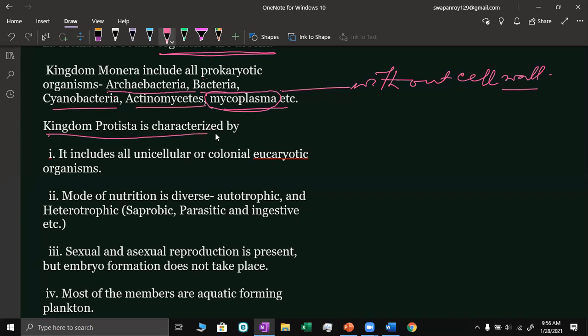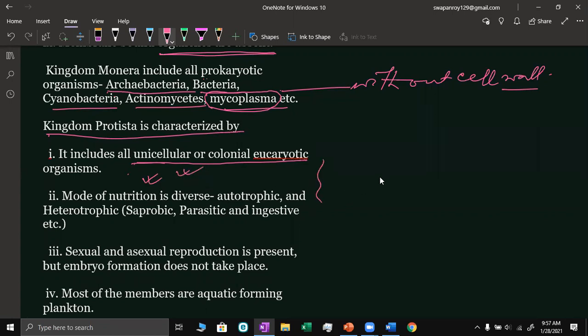Then the kingdom Protista. Kingdom Protista is unicellular eukaryote. This includes all unicellular eukaryotes. So this kingdom includes all the unicellular organisms earlier kept under the kingdom Plantae and kingdom Animalia. All the unicellular protozoa, which were kept in the animal kingdom, unicellular animals, belong to this. All the unicellular plants belong to this.